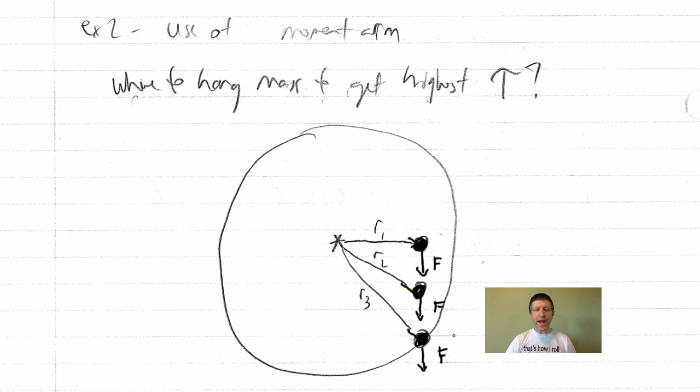What I'd like to show you now is one of the awesome uses of the concept of the moment arm, also called the lever arm. We've got a problem here with a bike wheel, and I could hang a mass at either of these three locations: at R1 right there, at R2 right here, or at R3, which is right there. I want to hang a mass from one of those points on my bike wheel, and I want to get the greatest amount of torque.